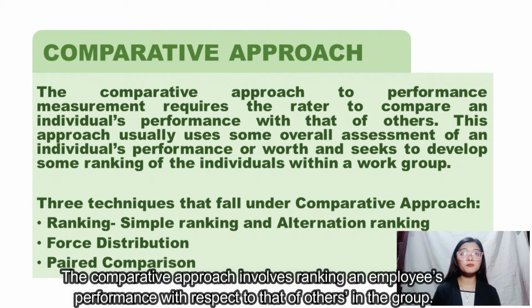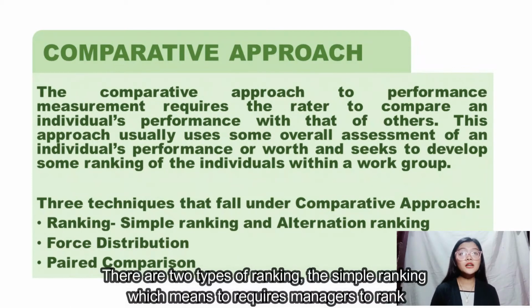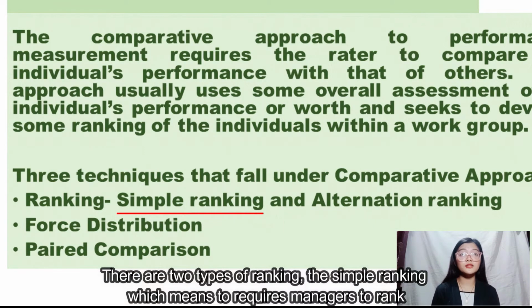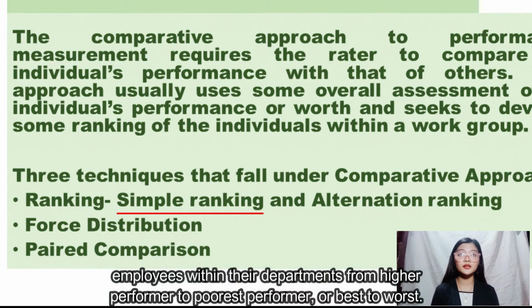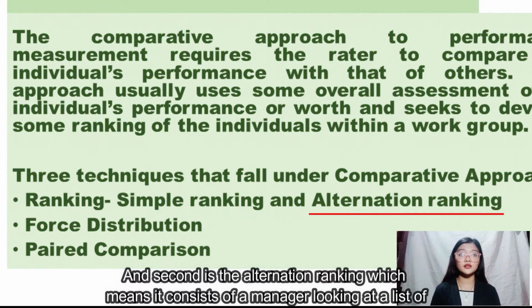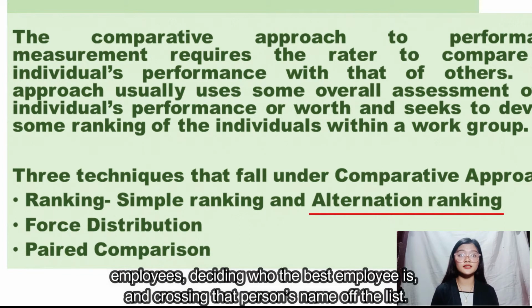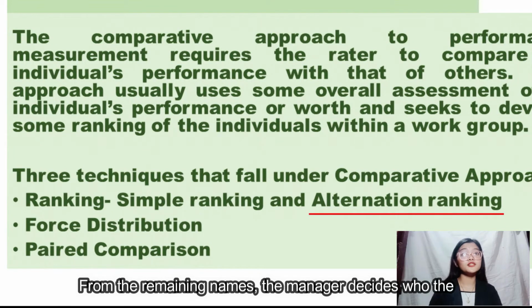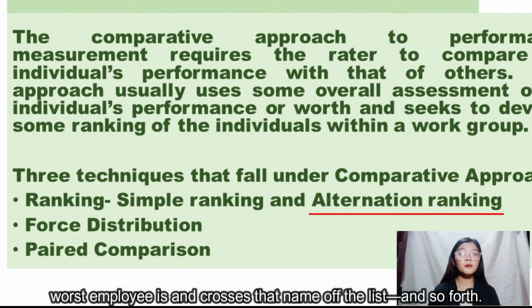The comparative approach involves ranking an employee's performance with respect to that of others in the group. There are two types of ranking: the simple ranking, which requires managers to rank employees within their departments from higher performer to poorest performer, or best to worst. And second is the alternation ranking, which consists of a manager looking at a list of employees, deciding who the best employee is, and crossing that person's name off the list. From the remaining names, the manager decides who the worst employee is and crosses that name off the list, and so forth.